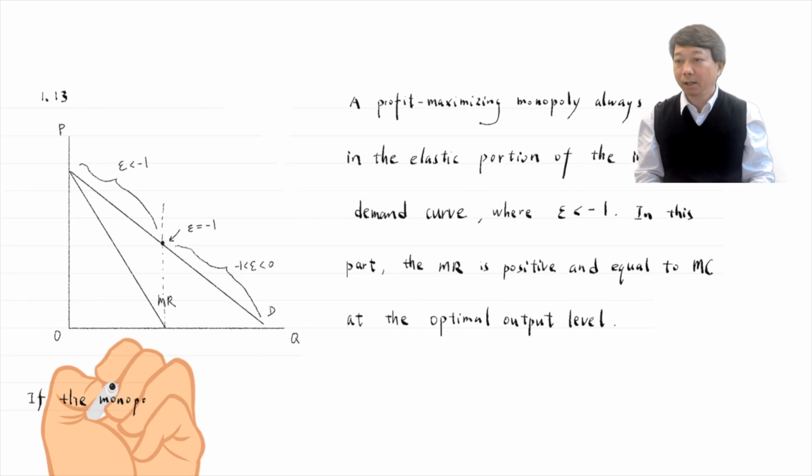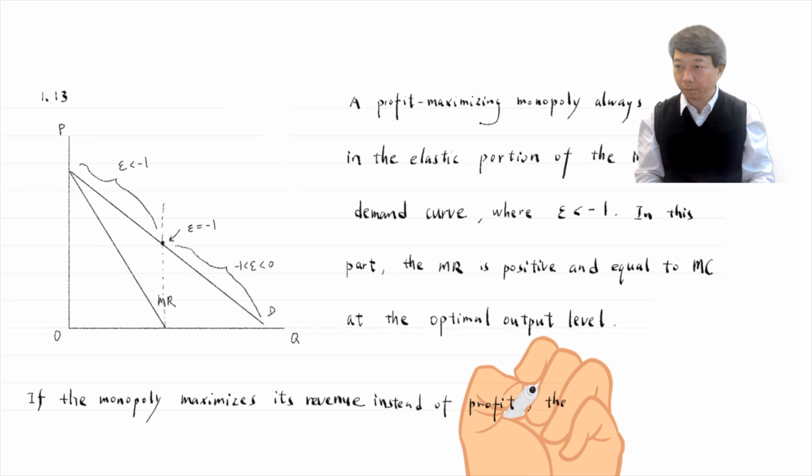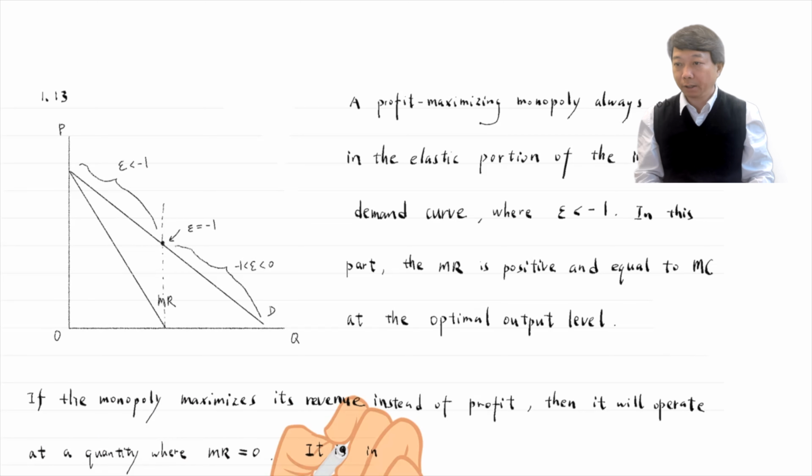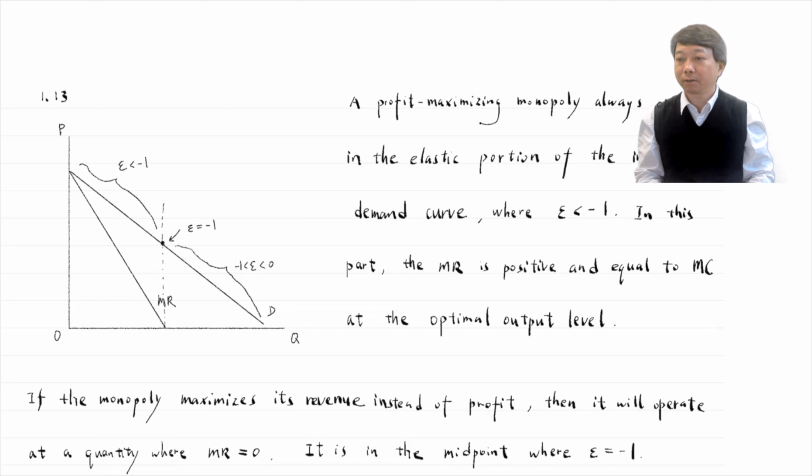If the monopoly maximizes its revenue instead of its profit, then it will operate at a quantity where the marginal revenue equals 0. It is in the midpoint of the demand curve where elasticity equals -1. The above analysis is based on a monopoly facing a linear demand curve.